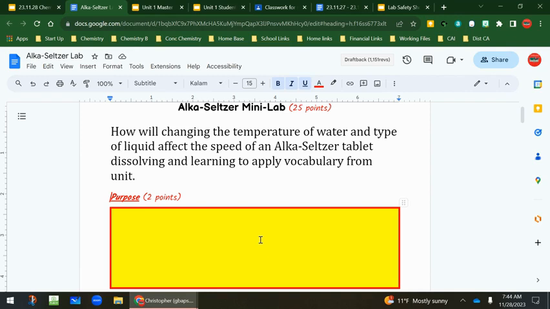How will changing the temperature of water and type of liquid affect the speed of an Alka-Seltzer tablet dissolving, and learn to apply the vocabulary from the unit? So the vocabulary that we had you do yesterday on your slides is what we are going to use this experiment for. Later today, depending on how far we get, we are going to talk about a hypothesis.